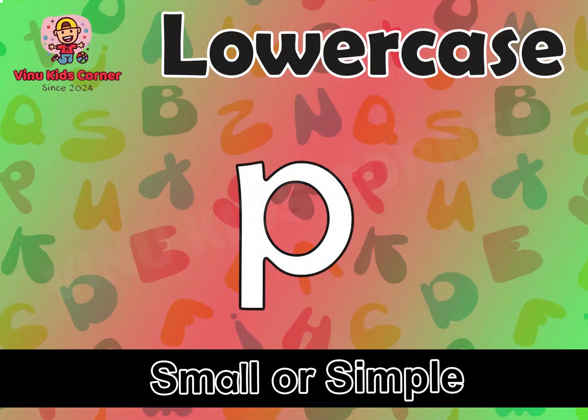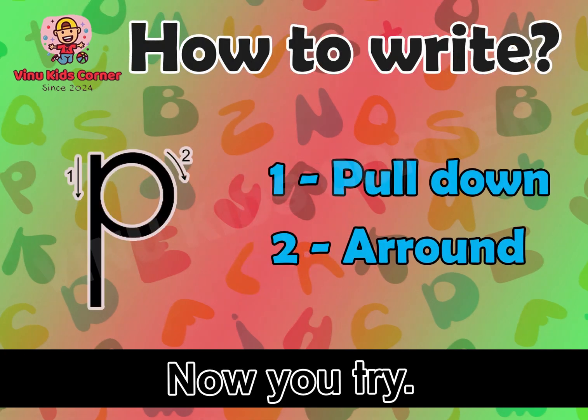It is also known as a small or simple letter. Now we are going to write lowercase p. Start with the middle and make a line down below the bottom. Then go back to the middle and go around to the bottom. Now you try.